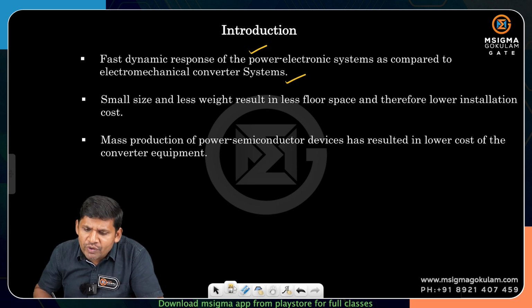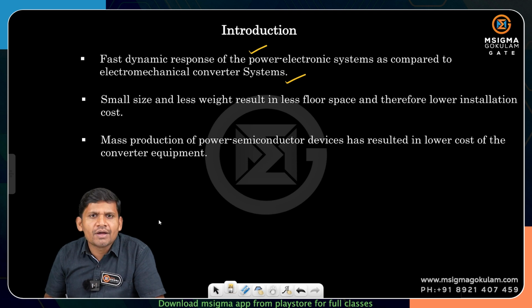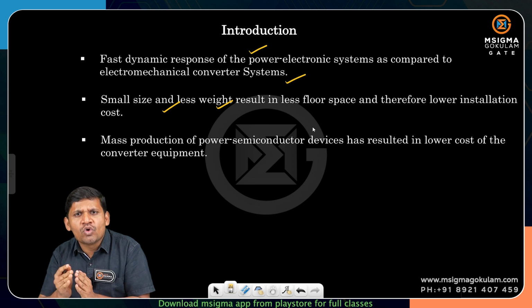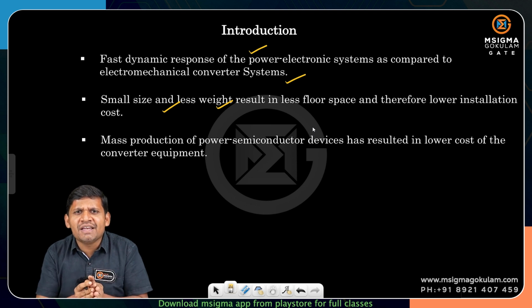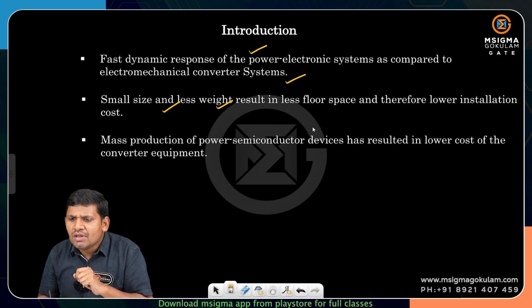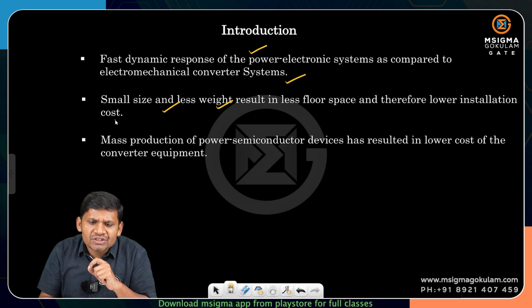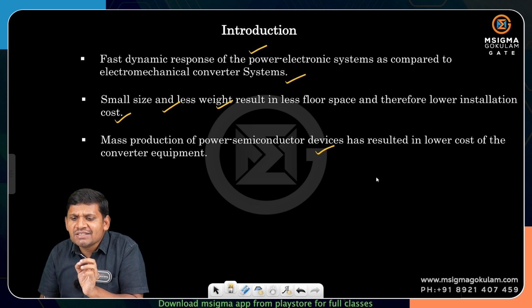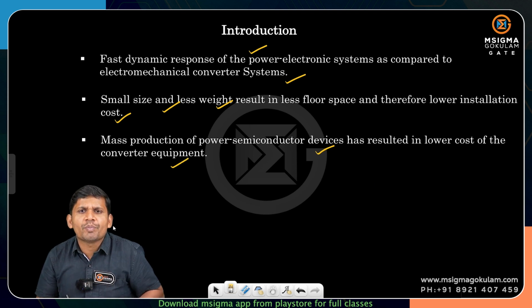Very fast output we can get from the power electronic converters. Small size and less weight result in less floor space. If the size and weight is less, it occupies less space. Therefore, lower installation cost. And mass production of power semiconductors has resulted in lower cost of the converter equipment.